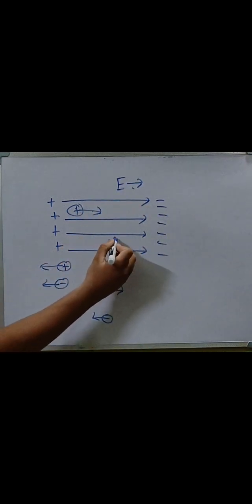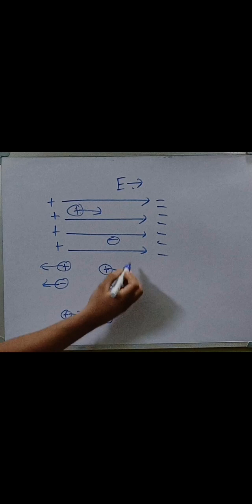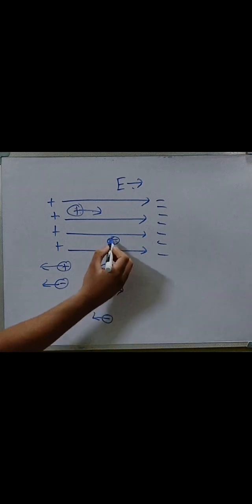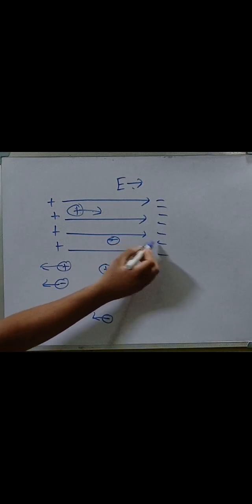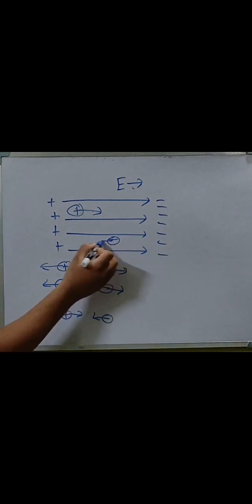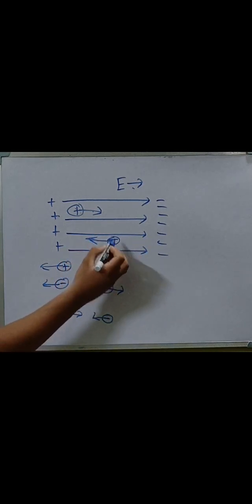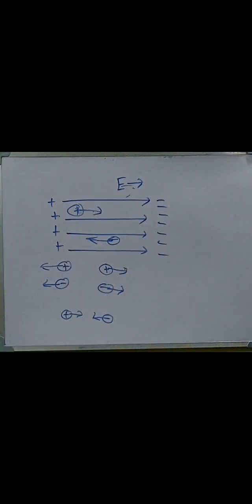Now if I keep a negative charge, then the negative charge and the negative charge will repel each other, and this negative charge and this positive charge will attract each other. So as a result, this negative charge will travel in this direction. So we see here that this negative charge is traveling in a direction opposite to the direction of the electric field. So this is how different charges interact in an electric field.